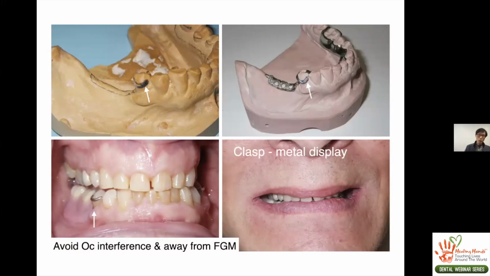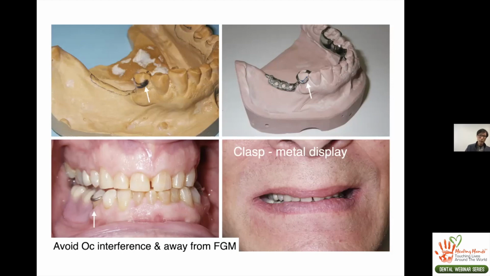So we all want to make sure that the clasp arm does not interfere with the occlusal contact, and that the clasp arm sits away from the free gingiva. We also want the clasp arm to go against enamel instead of cementum, because cementum is more susceptible to wear, but enamel has much better characteristics in terms of resisting the wear induced by a clasp arm. And when we are designing the clasp arm, we want a lesser amount of metal display so that the patient can accept the partial denture.